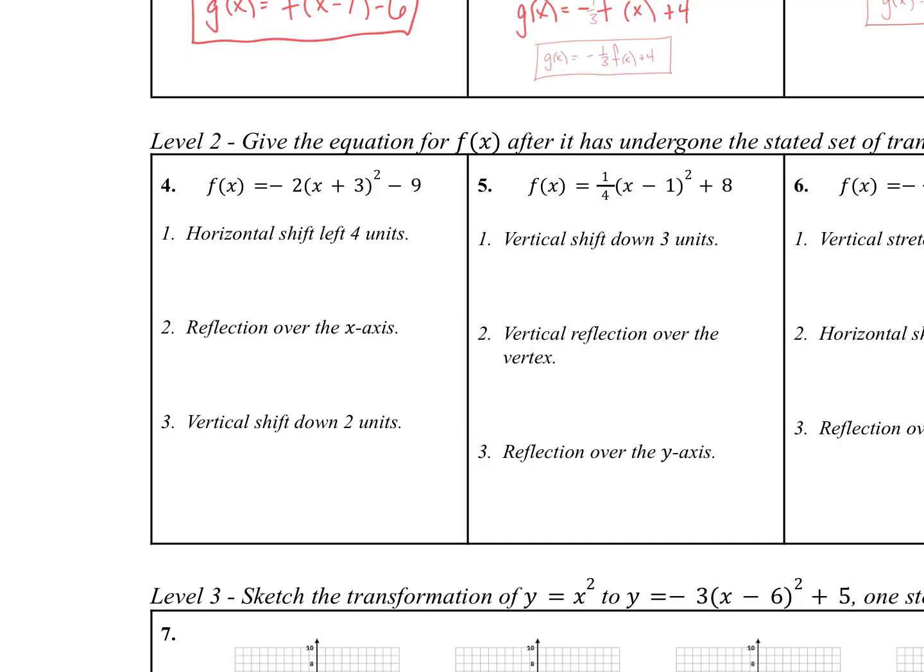So what happens if I take f of x, this thing here, and shift it to the left by 4 units? Well, that's going to mean I need to add 4, because remember, horizontal shifts go the opposite direction of the sign. So it's going to look like this if that's all I do. -2 times x plus 7. There we go.